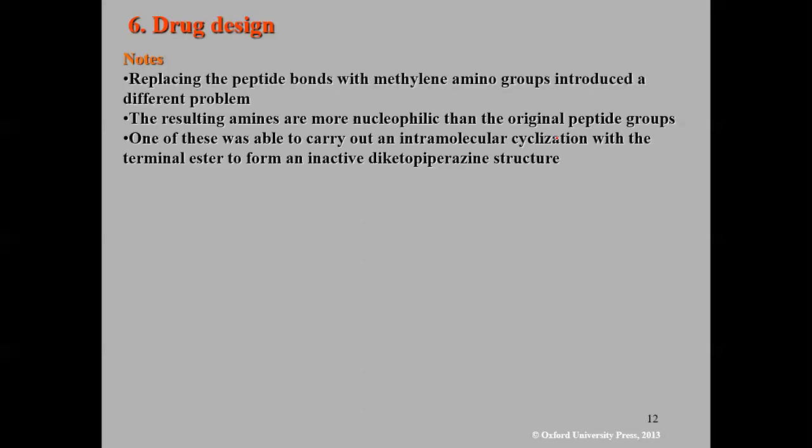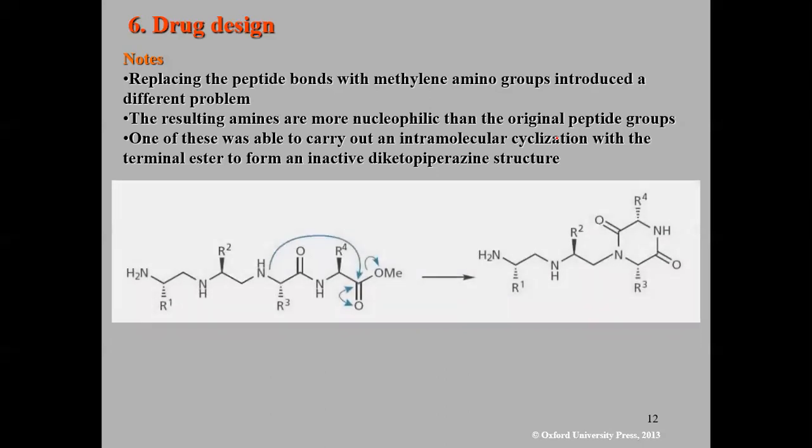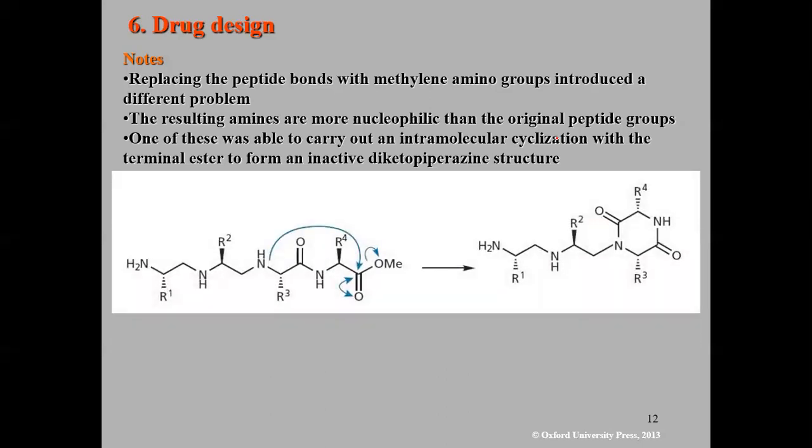One of these, the central one, was able to carry out an intramolecular cyclization with the terminal ester to form an inactive diketopiperazine structure, as you can see from the figure. As we said, the lone pair of electrons on the nitrogen will attack the terminal ester. This arrow means that the bond with the oxygen will be opened up, then closed again, and that will kick the ester out.